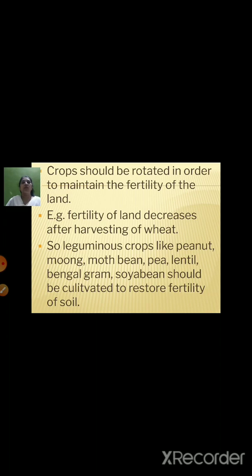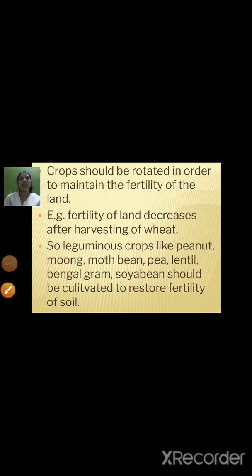So what you should do to maintain the fertility of the land, the crops should be rotated. If you are cultivating wheat, then next time when you are harvesting, you will take the cultivation of the leguminous crops like peanut, moong, moth bean, pea, lentil, bengal gram, soya bean. By taking this, the fertility of the soil can be restored.